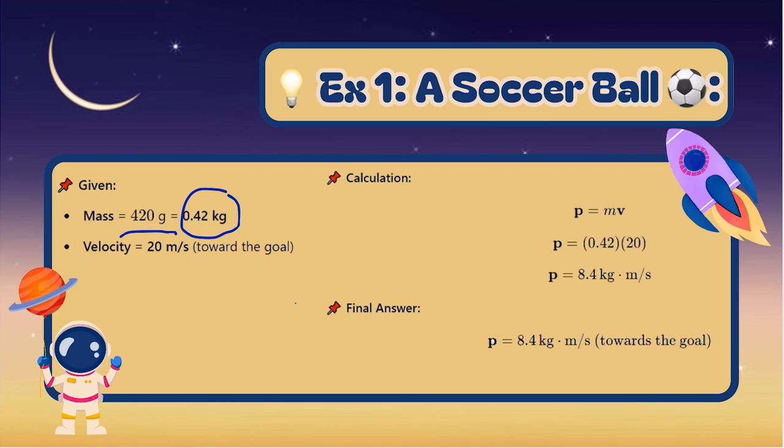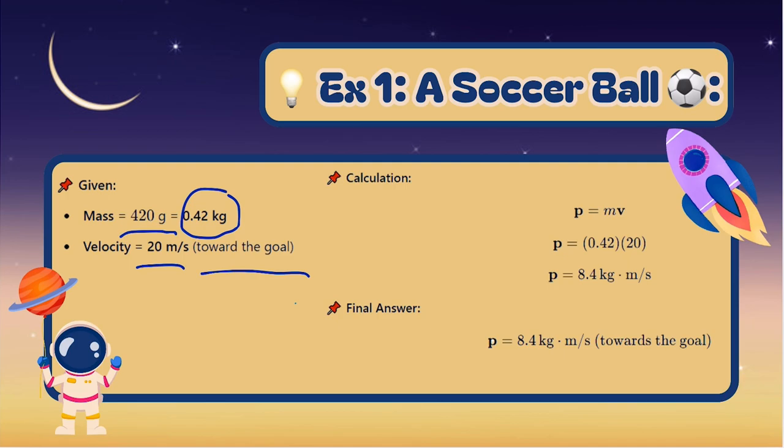And the mass doesn't have direction because it's a scalar. Now we are given the velocity of 20 meters per second. The velocity must always go with direction because it is a vector. Right, and we already know the direction of the momentum is going to be toward the goal, because the direction of the momentum is always the same as the direction of the velocity in question.